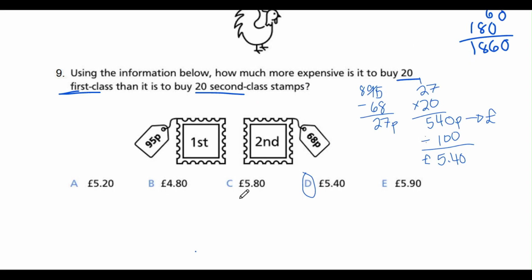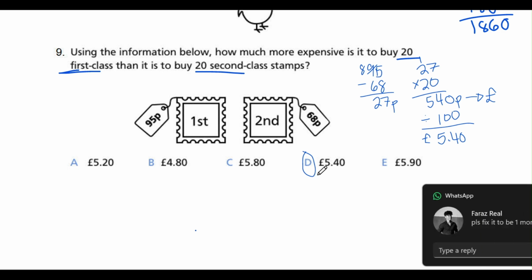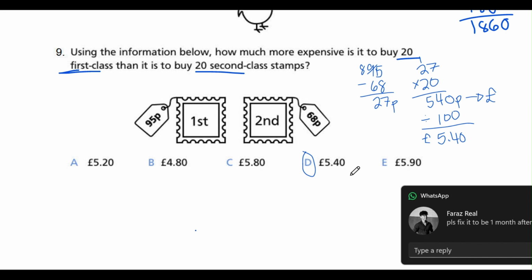Question 9. All right, listen up. The question says, using the information provided, how much more expensive is it to buy 20 first-class stamps than to buy 20 second-class stamps? Here are the multiple choice answers. A is 5 pounds and 20 pence, B is 4 pounds and 80 pence, C is 5 pounds and 80 pence, D is 5 pounds and 40 pence, and E is 5 pounds and 90 pence. The correct answer here is D, which is 5 pounds and 40 pence.